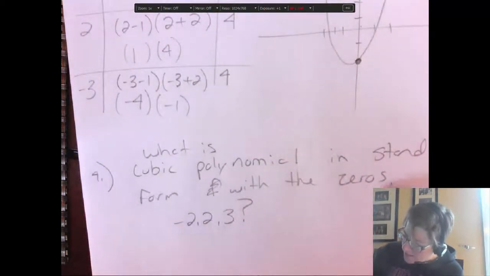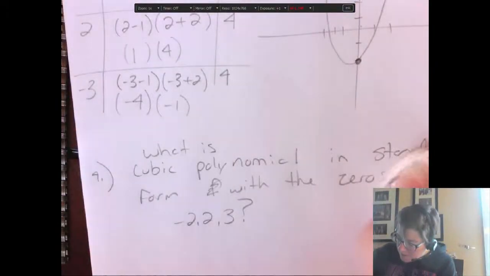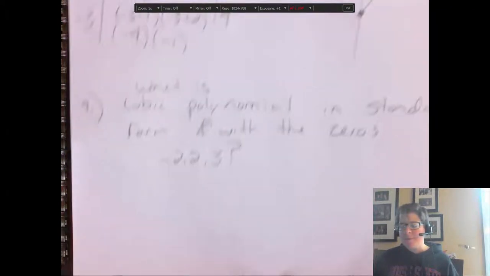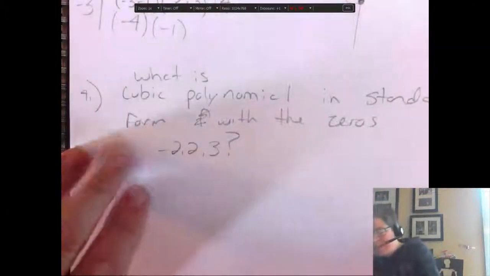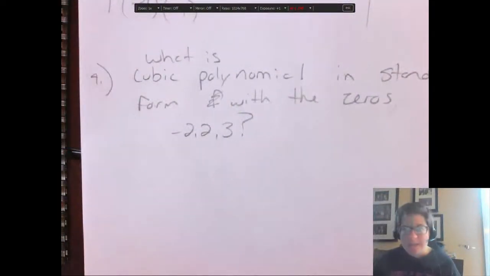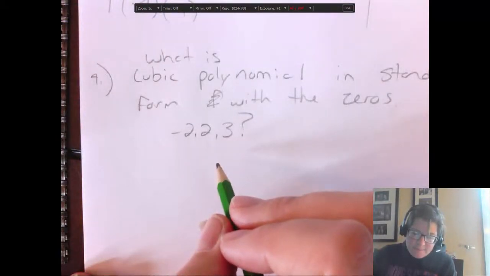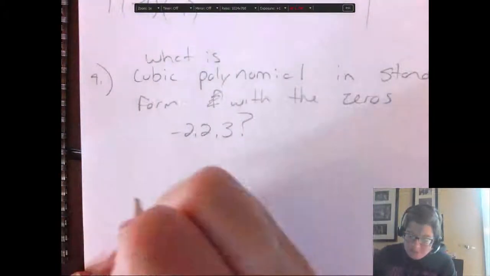What is a cubic polynomial? Cubic means x to the third, in standard form with these zeros here. So we're going to work backward. We already know the zeros. We're not looking for the zeros. So what I can do is put them in a factored form.